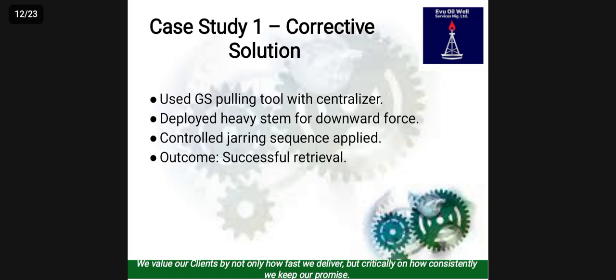Case study number 1, corrective solution to what we've just narrated. Used a GS pulling tool with a centralizer. Added heavy stem for extra downward force. Applied controlled jarring sequence, not over jarring. The result? There was a successful retrieval of the lost tool in hole.